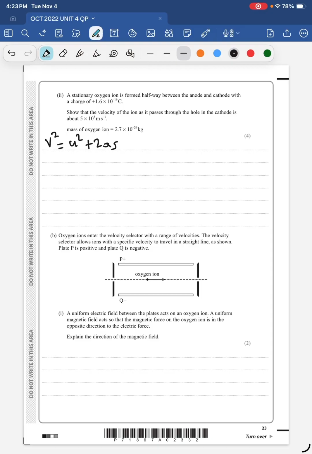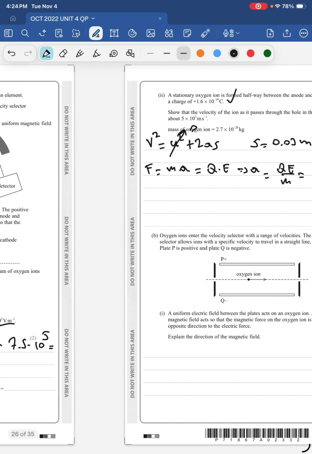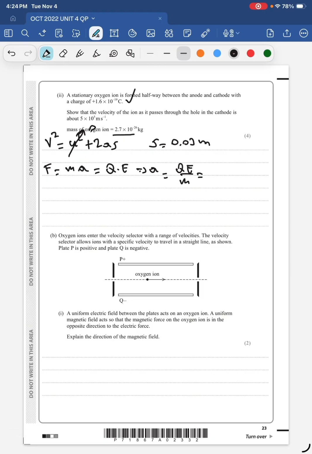We know that it's halfway through the magnetic field, so s is simply 0.03 meters. The initial velocity is 0, so we need to find the acceleration. How do we find the acceleration? The force exerted on the ion is equal to mass times acceleration, and that force is q times E. So a is simply q times E over m, where q is 1.6 times 10 to the negative 19, E is what was given to us here, and m is the mass of the oxygen ion.